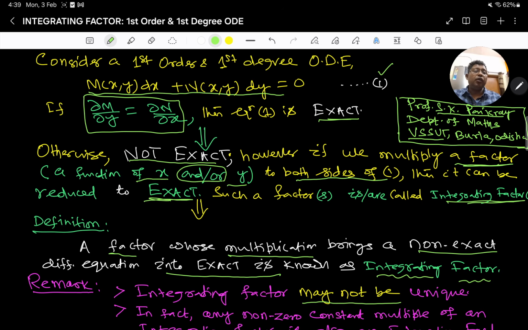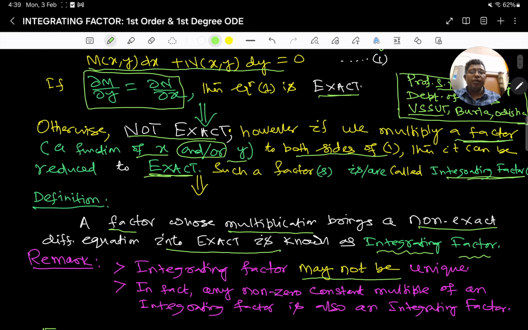Now coming to the examples, as I have told, the integrating factor may not be unique. In fact, any non-zero constant multiple of an integrating factor is an integrating factor. So a differential equation may have infinitely many integrating factors. This constant multiple is one aspect. Apart from that, we can have different natures of the integrating factor. So let me tell you some examples.